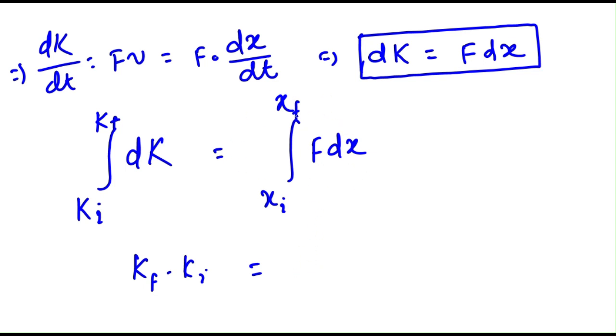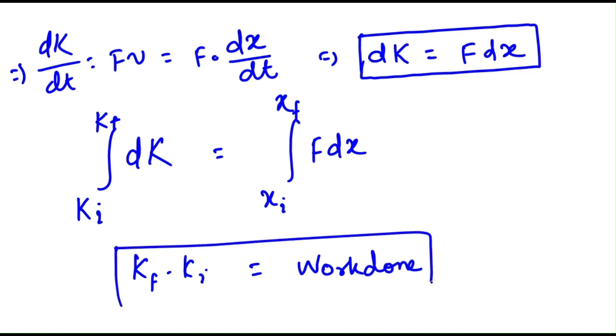this, which we have already introduced, is nothing but work done by this variable force. This is work done by this variable force when the body is moving from initial position xi to final position xf. So we have come to the work energy theorem in the case of variable force also, and it is saying the same thing, that change in kinetic energy is equal to work done.